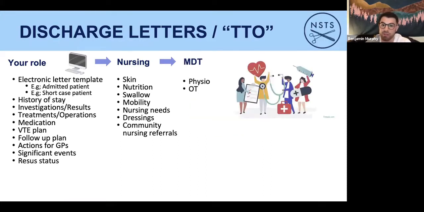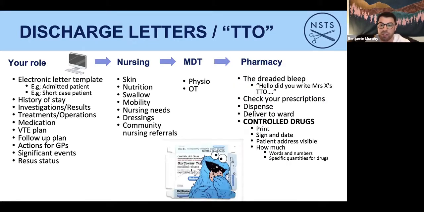It then goes to other members of the MDT, like the physios and the OTs. And then the most important people that it goes to from our end is the pharmacist. You'll often have completed a letter 2 hours ago and think you're out of it and you've done the job. And then you'll get a bleep 2 hours later. "Hello, did you write this lady's letter?" And you're like, oh God, yes, what have I done wrong? But they're a really good safety net. They find things that you might not have thought of, or incorrect doses if you've been prescribing in a hurry. They then dispense all those medicines and deliver them to the ward.